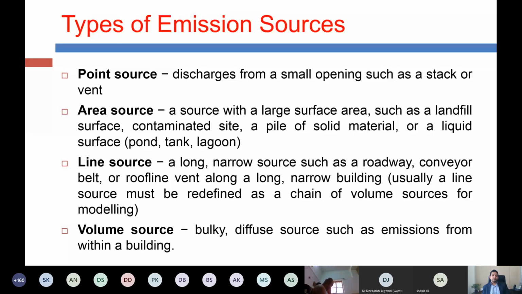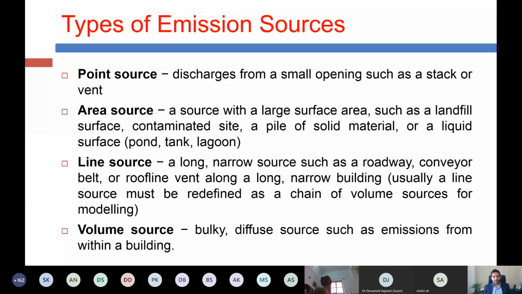Coming to the area source, it is an emission source wherein the emission could occur from a large area. It could be a stockpile, or a large landfill, wherein we see the emissions occurring through a big area, a pond, a lake.